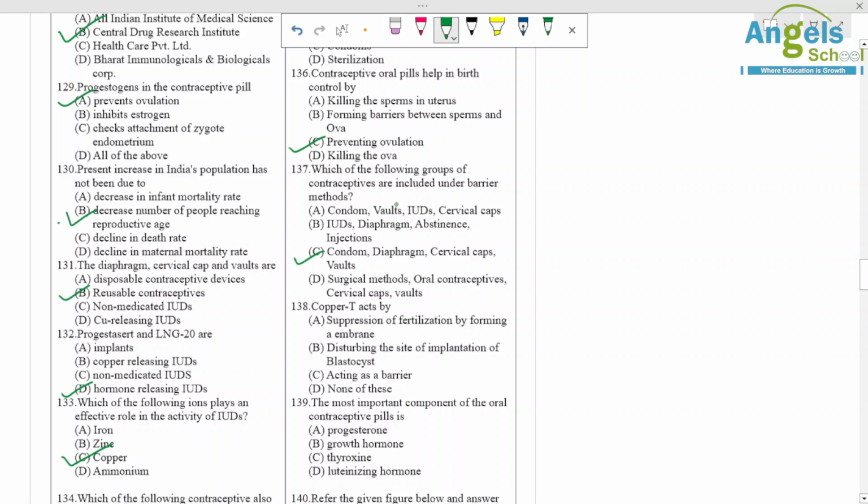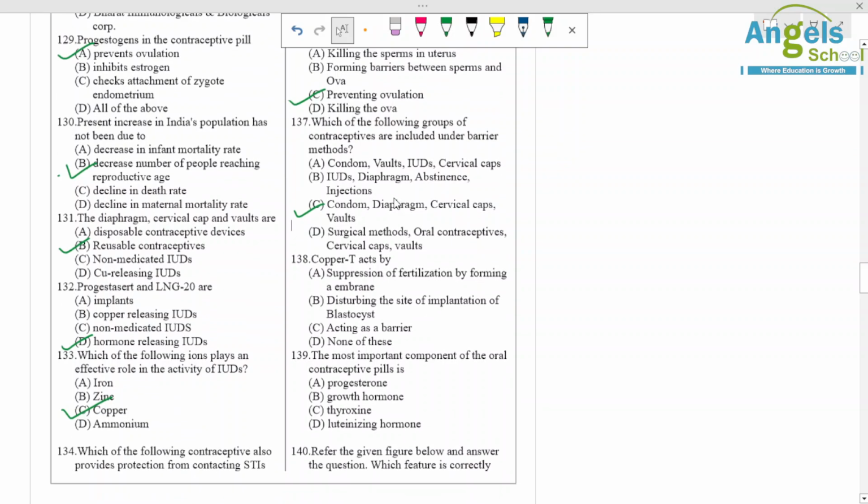आईयूडीज नहीं आएगा, आईयूडीज नहीं आएगा और लास्ट में सर्जिकल मेथड नहीं आएगा. ओके, तो बाकी सब है. तो मतलब करेक्ट ऑप्शन इज सी. Copper T acts by disturbing the site of implantation of blastocysts.